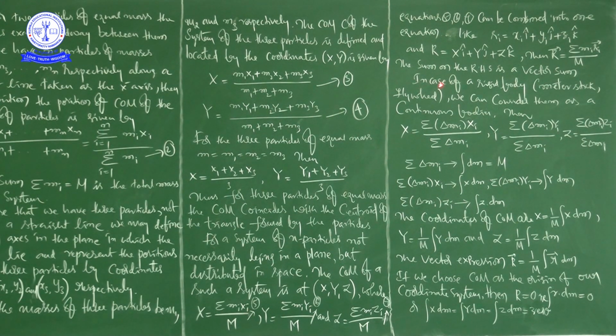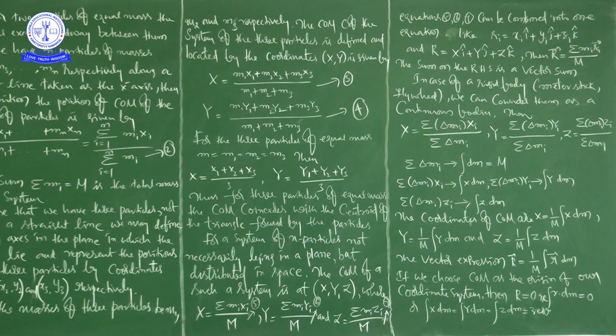So by using the calculus method, how can we write the coordinates of the center of mass? See here, see this. This is x is equal to sigma delta mi xi divided by sigma delta mi, and the y coordinate and z coordinate. The same thing you can extend like this. It is integration dm, and integration x dm, and y dm, and z dm, right? So here the coordinates of the center of mass are x is equal to, y is equal to, and z is equal to.